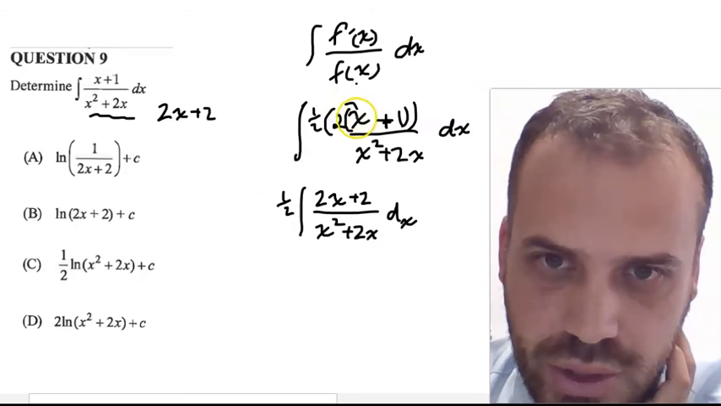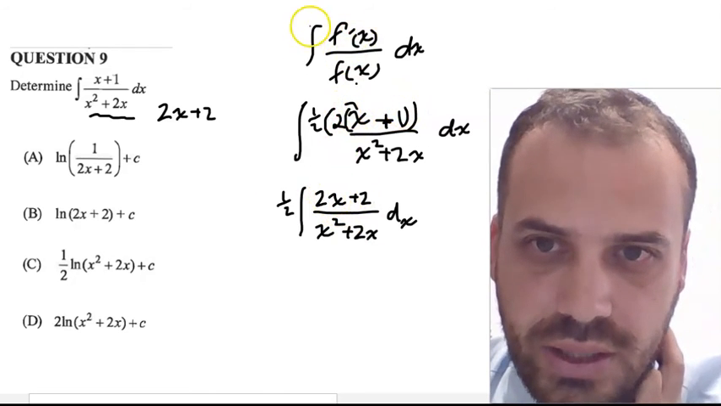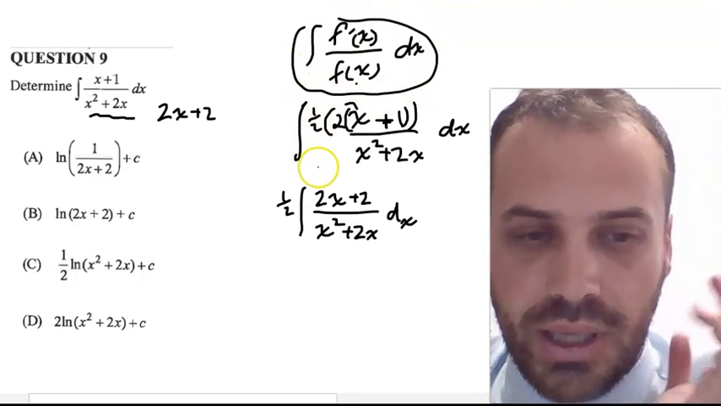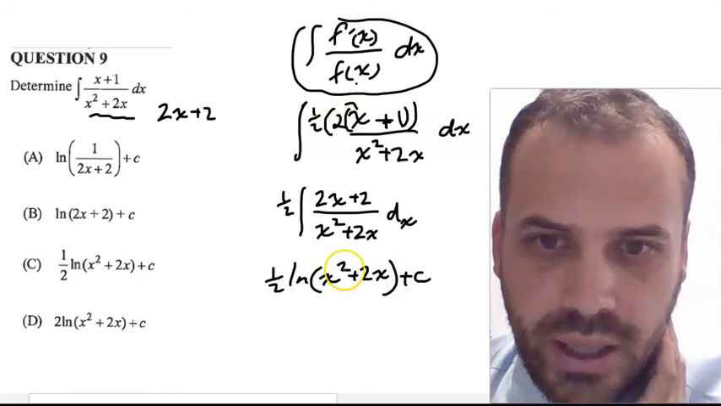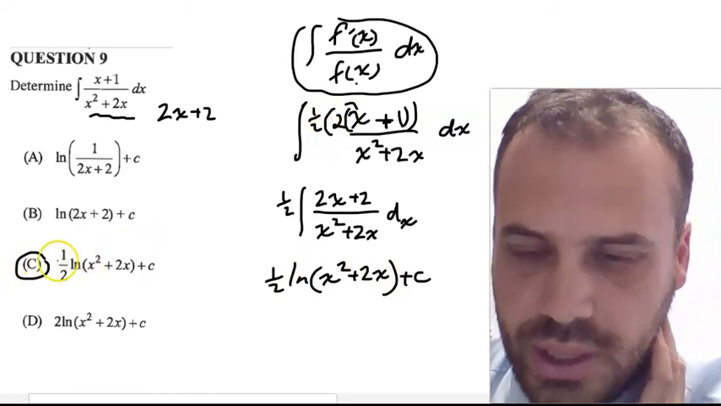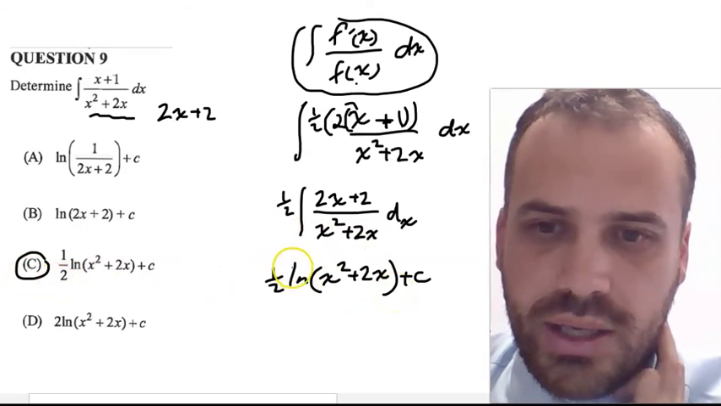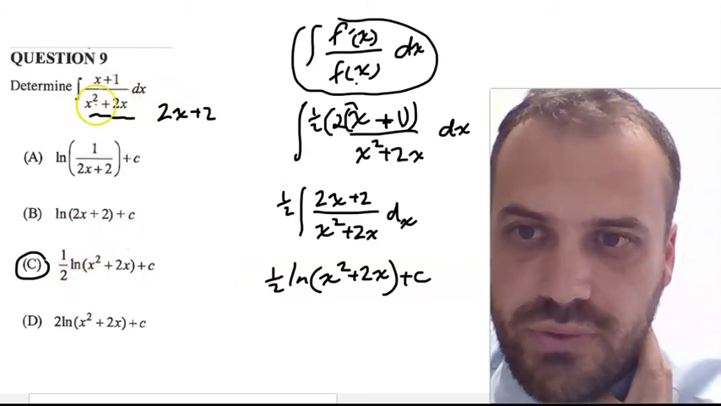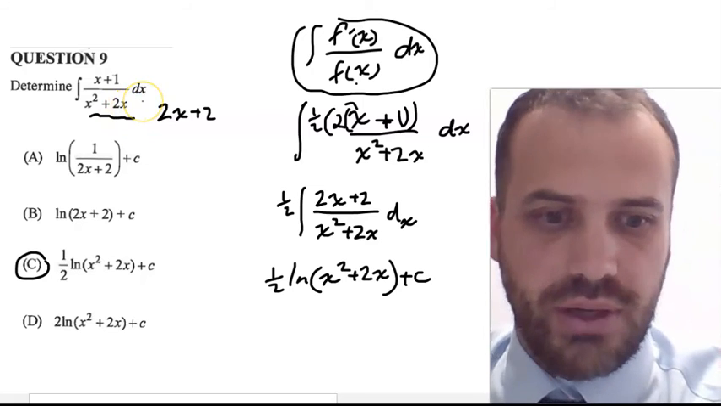I've expanded this 2(x plus 1) to get 2x plus 2. And now I have it in this special form here, which I know should be ln f of x with that half out the front. Look at my answers here. You can see I've got one here, C, and that's what my answer is. Now you can obviously check your work by working backwards and seeing if you can get to this answer here. Derivatives, integrals, you can always work backwards and forwards.